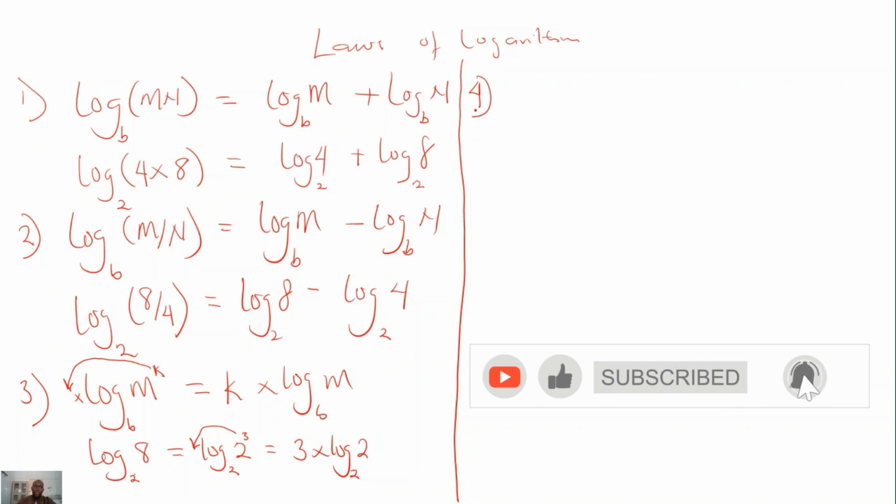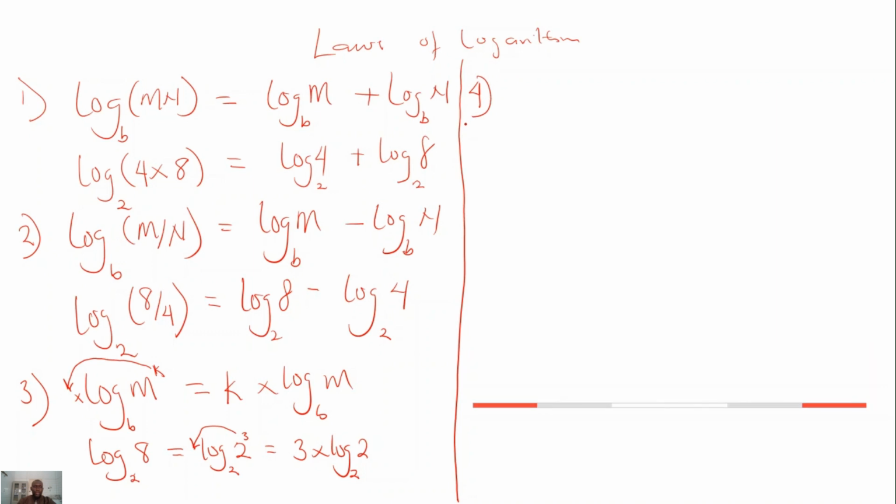Let's look at number 4. If you have a logarithm expressed as log m into base b, this can be the same as log m base k divided by log b base k. Sometimes you may need to work with different logarithms. If you want to convert all of them into the same logarithm, that's when you will usually need this expression.